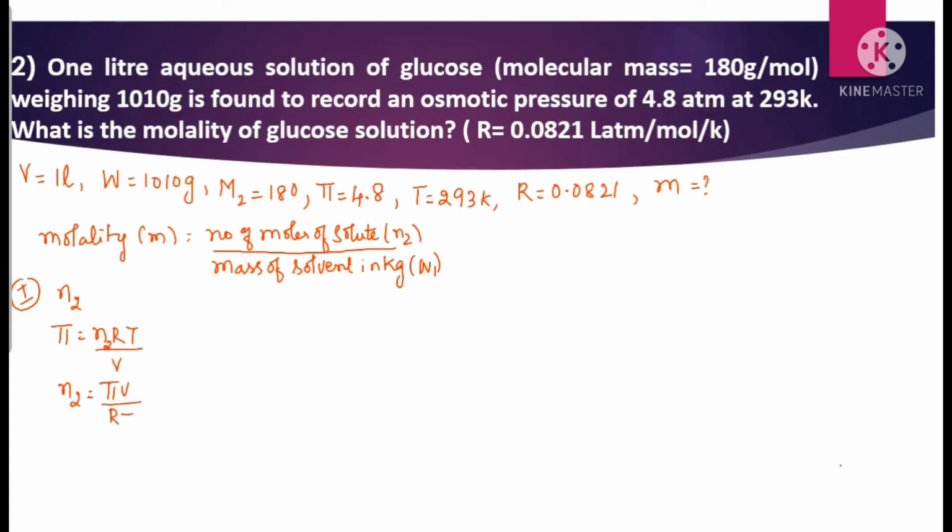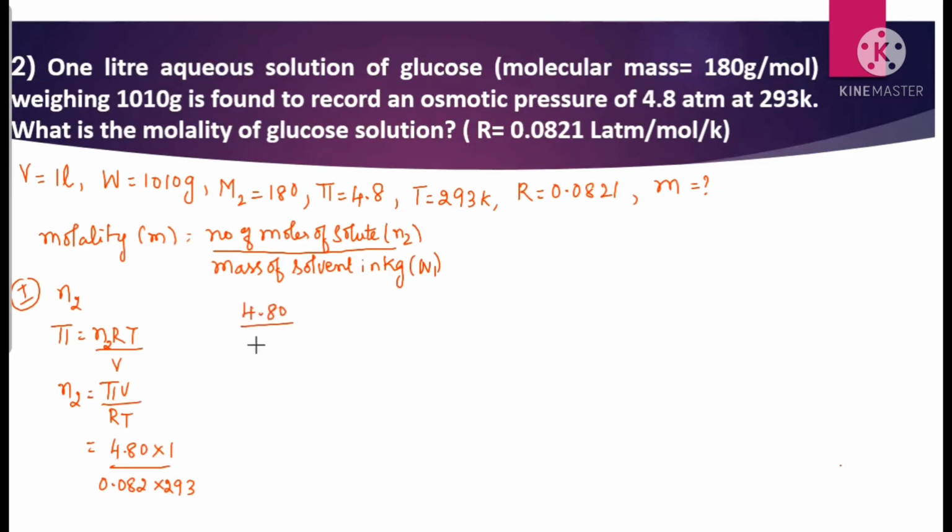Substitute the values, students. 4.8, the pi value, into V, which is 1 liter, divided by RT, 0.082 into the temperature 293. All right, so what is the value? Find out. Simplify this one.